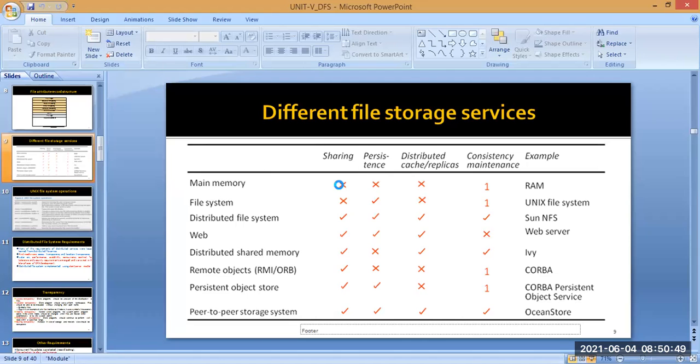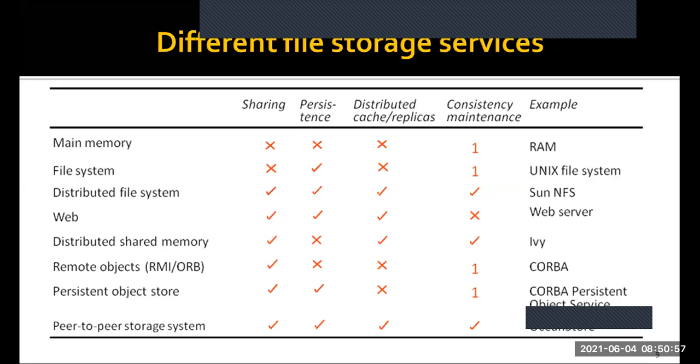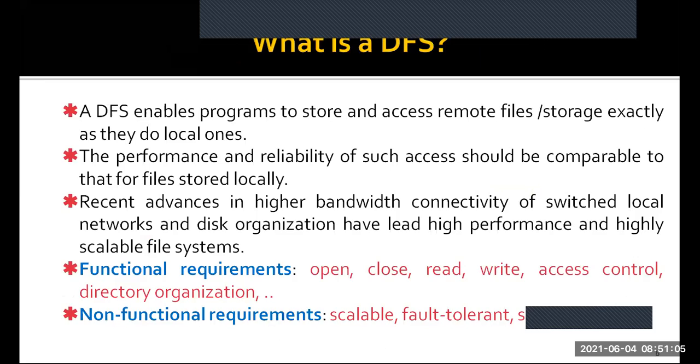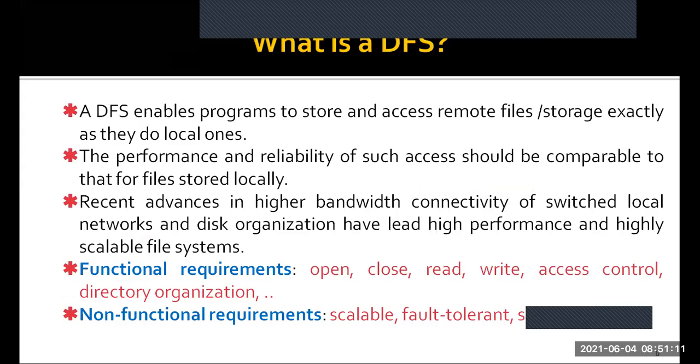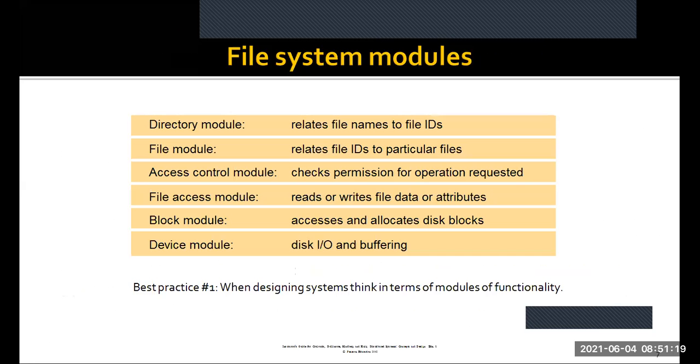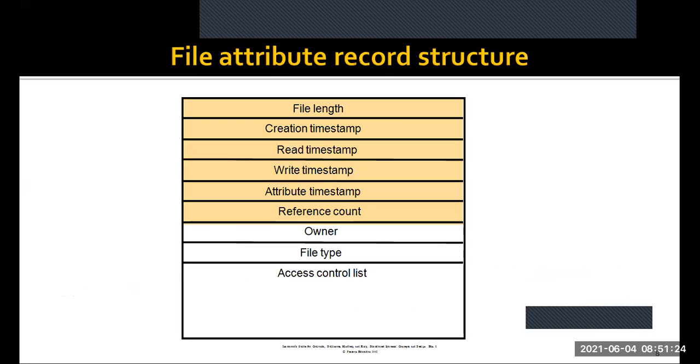So we started the distributed file system chapter. That is the fifth unit of our syllabus, and we also discussed the introduction part of the distributed file system and its requirements and all those things, right? In the previous class, we discussed the distributed file system and the traditional storage solutions, and how the storage solutions have evolved, how the file system has evolved, and what is a distributed file system, what are its functional and non-functional requirements, how a file system module has been divided into different modules, and also how a particular record structure is held in the different file attributes.